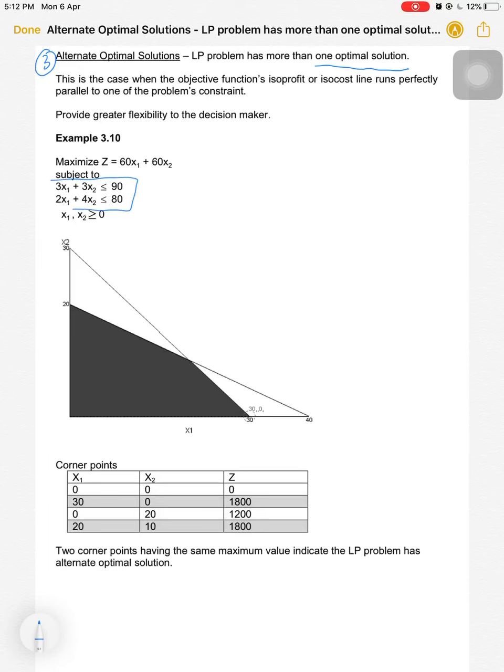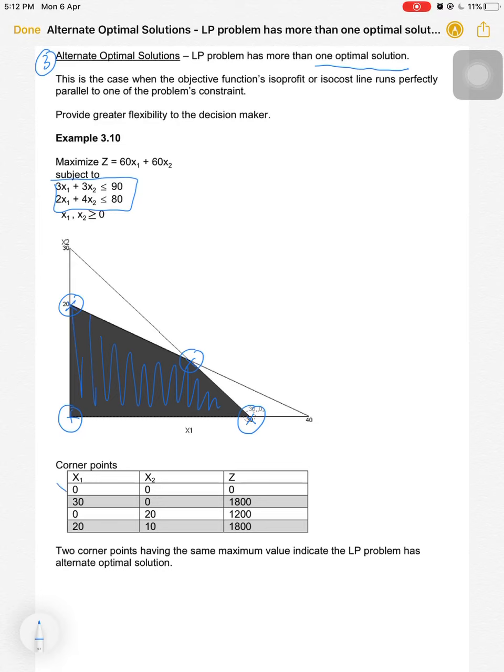Okay, so we have constraints. We plot and we find the feasible region. The black color is the feasible region. To find the optimum point, we use the corner point solution. That means there are 4 corner points: 1, 2, 3 and 4. Find the coordinates for these points.